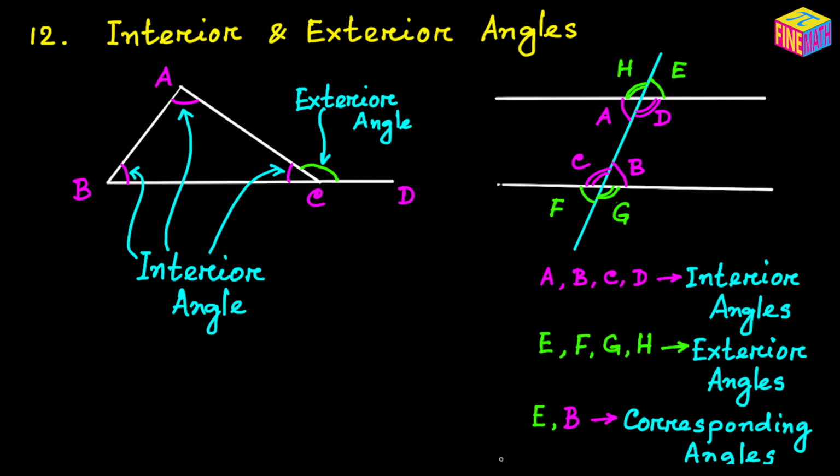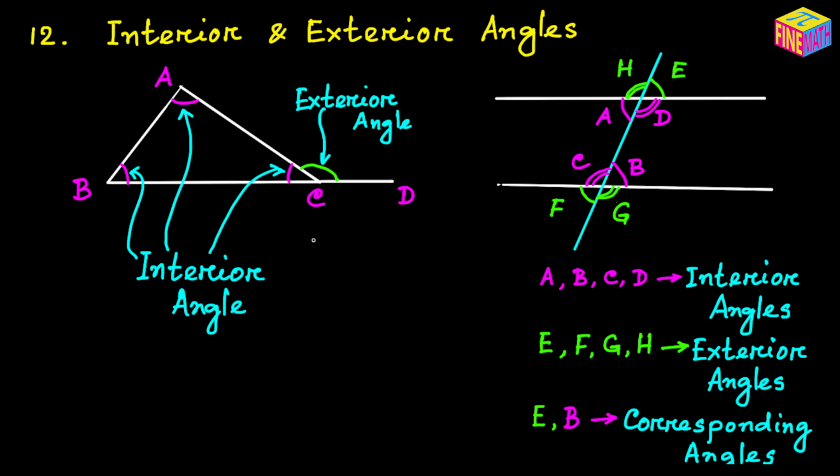Next, we are going to talk about interior and exterior angles. And what is an interior angle and what is an exterior angle will depend on the geometric context, right? So now I have taken two examples here. One example for a triangle, we have a triangle ABC, and I have extended the side BC all the way to D. So BC has been extended to D.